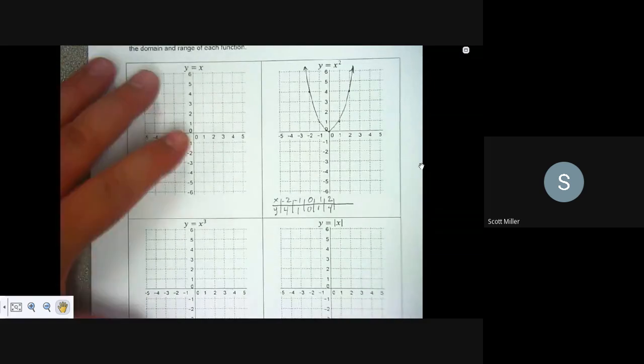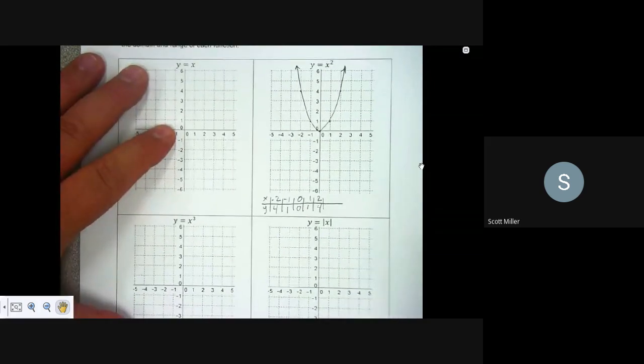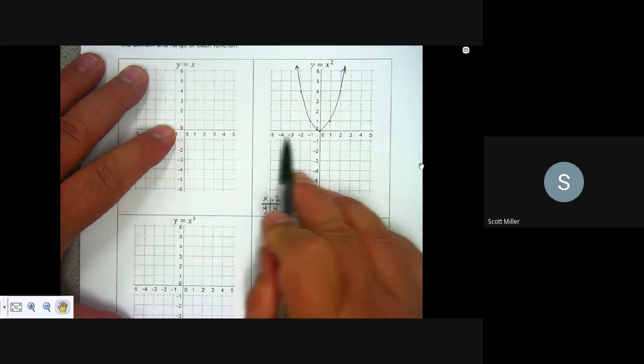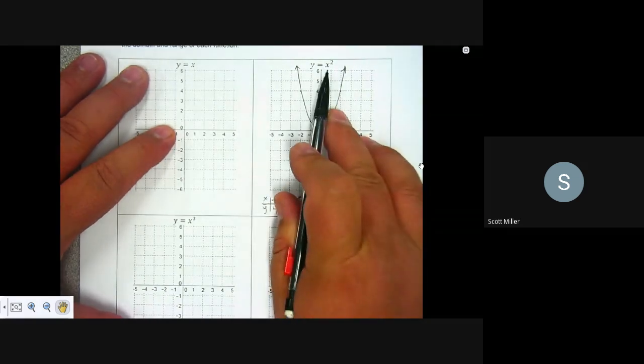So, what do we know about domain and range? Again, if you're unfamiliar with domain and range, don't worry about it right now. We will explore that concept in more detail later on. So the domain is, what values of x can I plug into this equation and get an answer for?